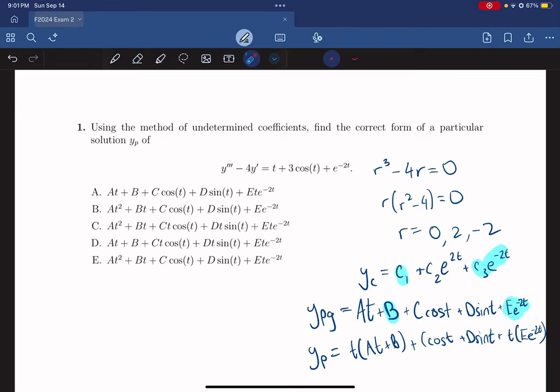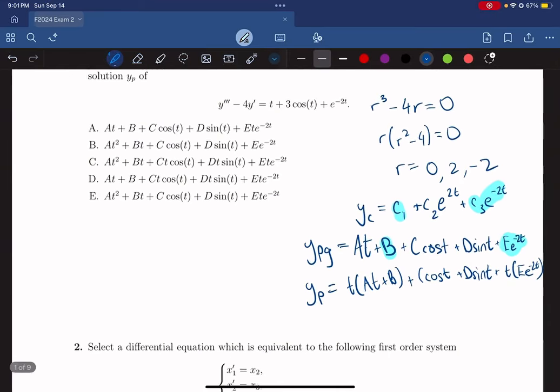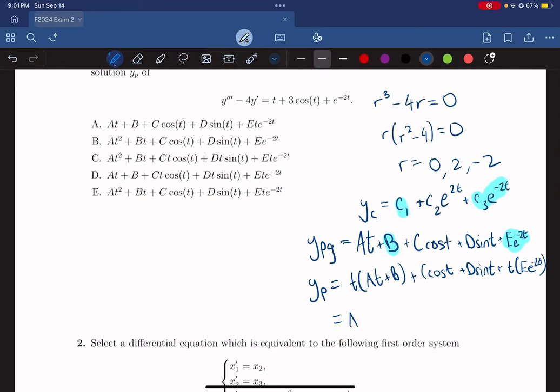So we have bt here, which is not a duplicate of c1 because c1 is just a constant. And here we have et e to the negative 2t. And here we have c3 e to the negative 2t. So I hope that makes sense. So that's not a duplicate anymore. We removed the duplication. So now we're just going to write this out fully. At squared, the way that the answer choices are built.